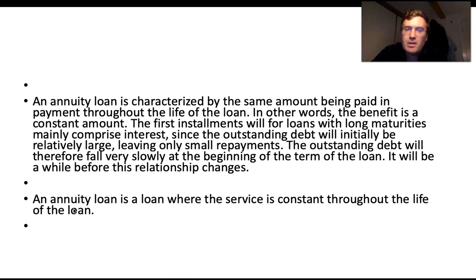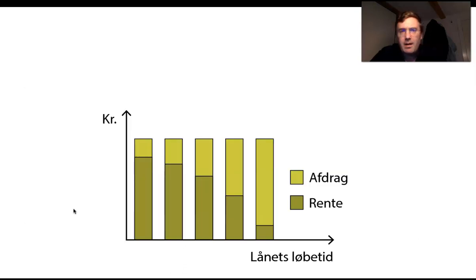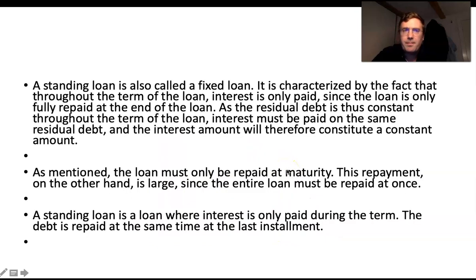An annuity loan is a loan where the benefit is constant through the lifetime of the loan. We see here the amount that you borrowed, and then we see the interest and the down payment, the repayment of the loan. We see over time that the relationship between these two changes.